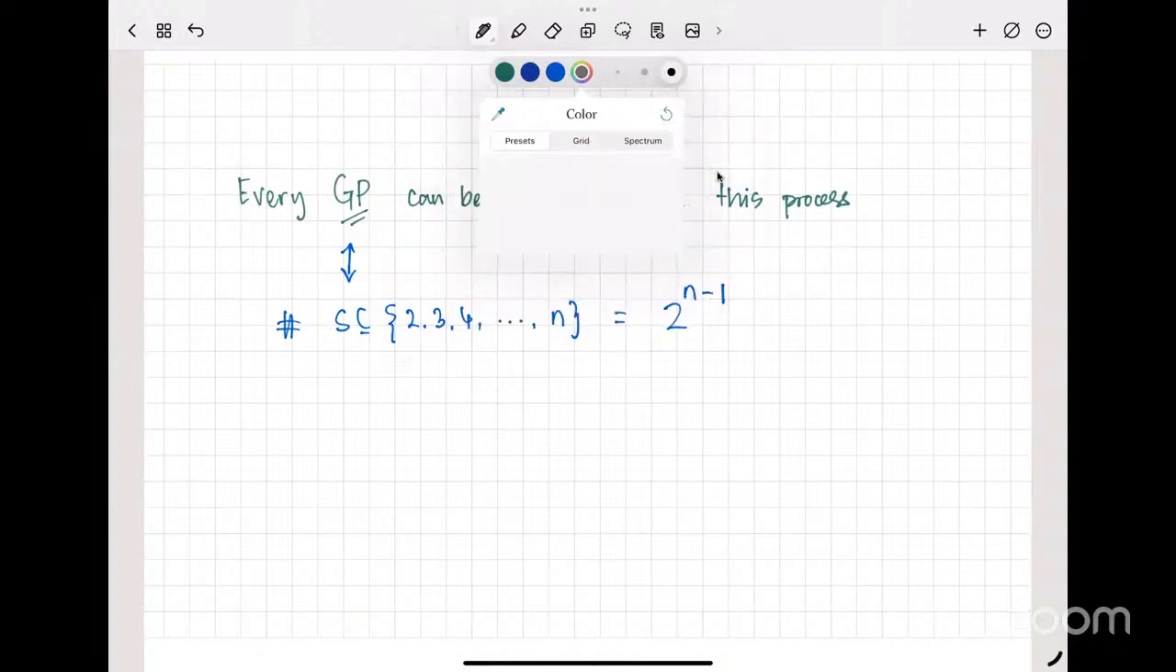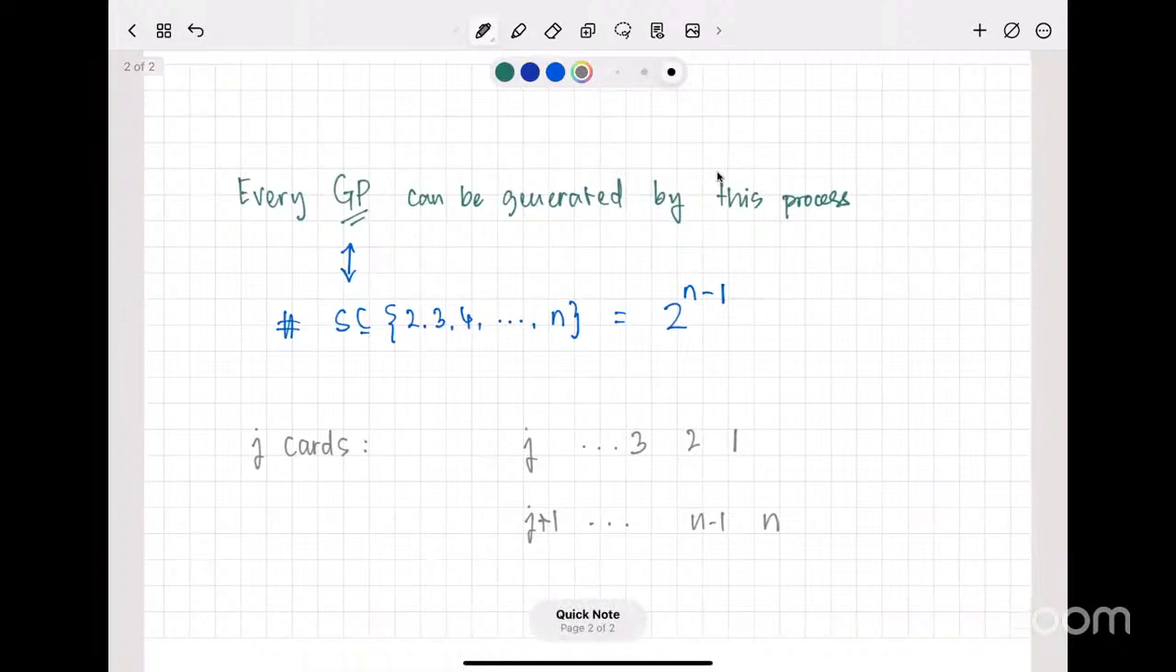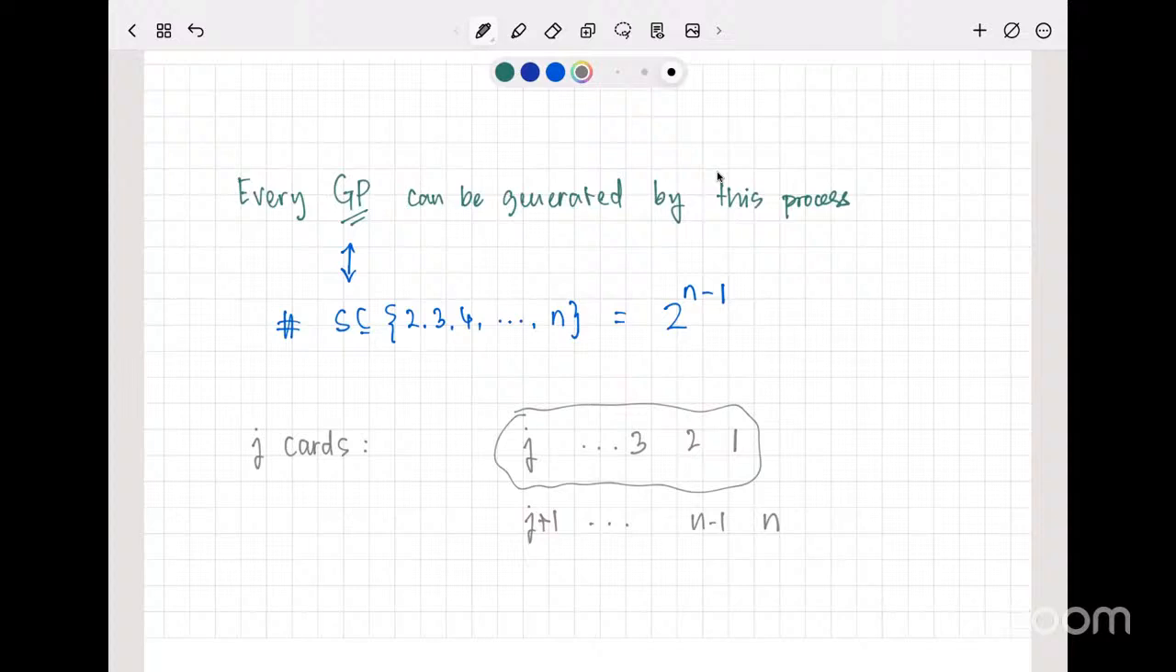So if you give me a Gilbreath permutation, let's argue that there is a choice of S for which it would be true. So what's happening in Gilbreath is you have, let's say you choose to deal off some J cards. So what does that mean? It means you have 1, 2, 3 all the way up to J. And then here you have J plus 1 and so on to n minus 1, n. So you're doing a riffle between these two. And this is like your 20 choose 8 argument, right? So these J cards are going to fall somewhere, okay?